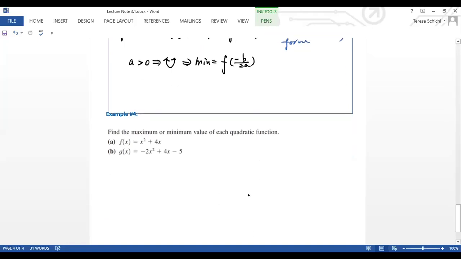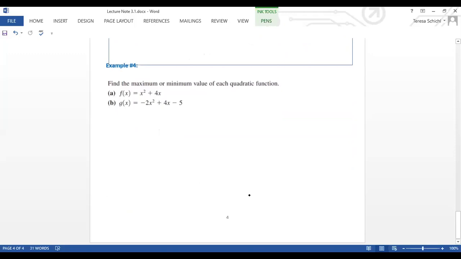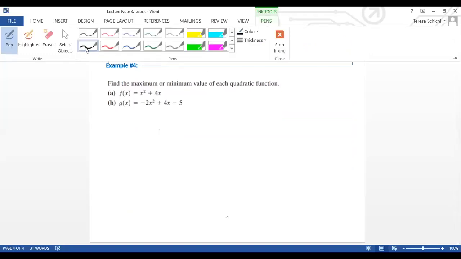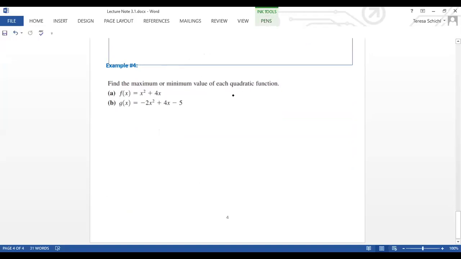Okay, so let's take a look. The problem says, find the maxima and the minima value for each quadratic, and I don't need to change it to the vertex form anymore. Okay, let's see what we do here. This is f of x equal to x squared plus 4x. Our standard form is f of x equal to ax squared plus bx plus c. So let's write it out.